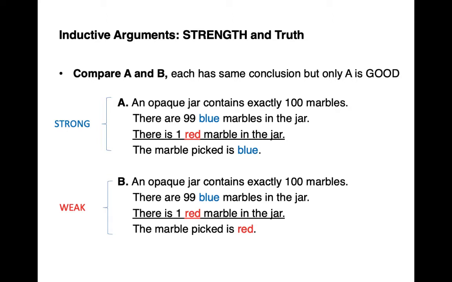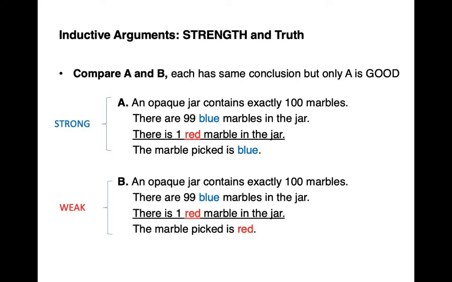The marble picked is blue, right? So the next marble we choose, we're going to predict it's going to be blue. Most likely we'll get a blue marble because 99 out of 100 of them are blue. No guarantee we will, because obviously we could, low probability, choose one that's red. That's a strong argument.